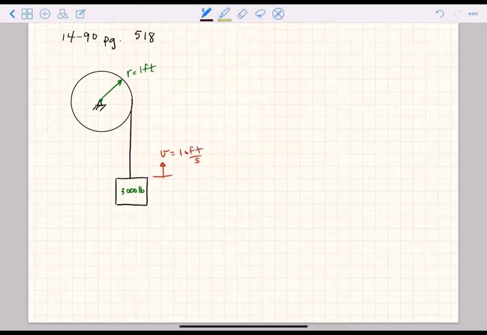Okay. So I'll write out what they want us to determine. So we want to determine the horsepower and torque supplied to the winch.